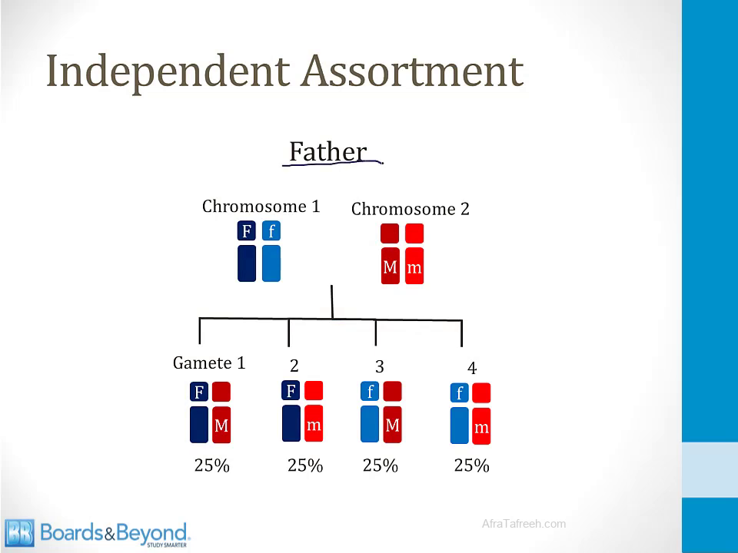So we have a father who has chromosomes within the cells of his body. On chromosome 1, he has the F gene, and one of his copies of chromosome 1 has the capital F gene. The other copy of chromosome 1 contains the lowercase f version of the F gene. Similarly, on the father's chromosome 2, he has two copies of the M gene. One is capital M, the other is lowercase m.